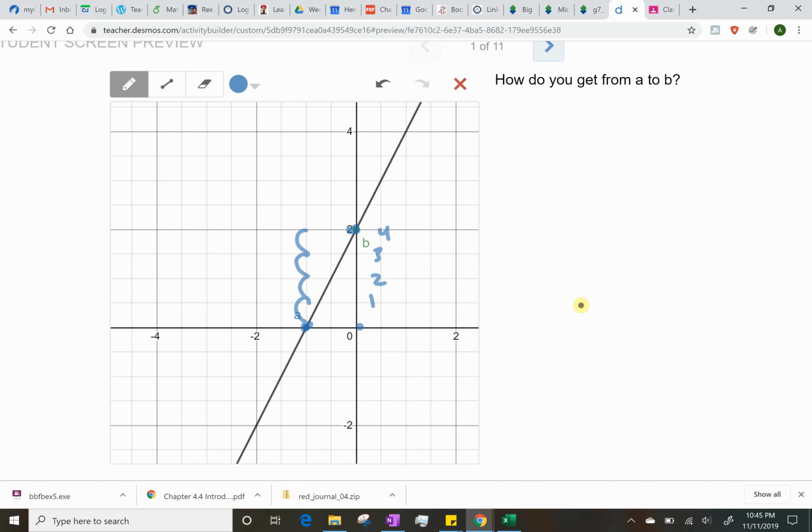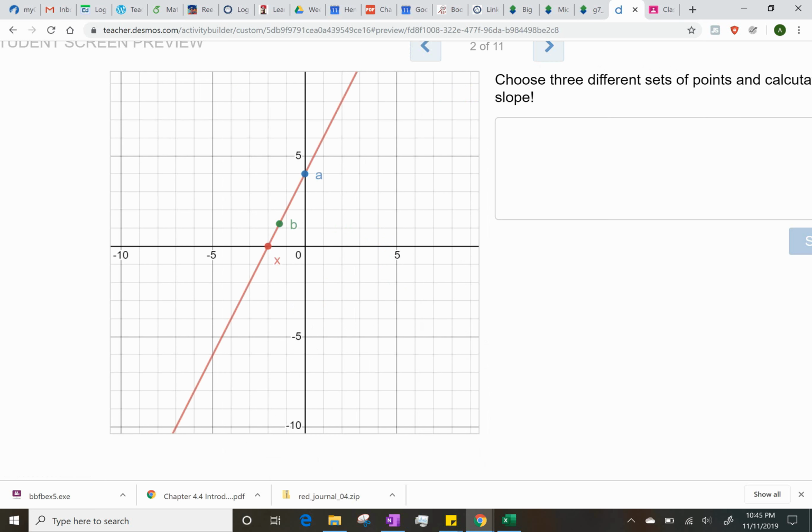So we've gone up 2, and how much do we go to the right? Well, here we're at 1 right here, so we really go 1 to the right. We're really going half and then 1. So how much do we rise? We rise 2, and we run once. Remember, slope is rise over run. So how do you get from point A to point B? You rise up 2, and you go over 1. That's the answer to the first one.